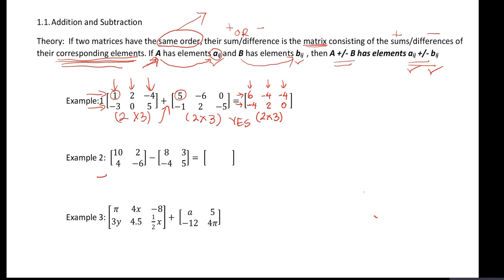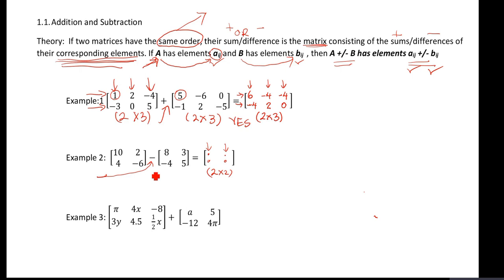Example 2, in this case, we are going to subtract. What's the order? 2 by 2. You are subtracting 2 by 2. So yeah, the answer must be a 2 by 2. How many rows do I have? Notice what I'm doing. I'm just putting dots there. So there's 1, there's 2 rows. And how many columns? 1, 2 columns. So I must have dots over there. There's 2 rows, 2 columns.